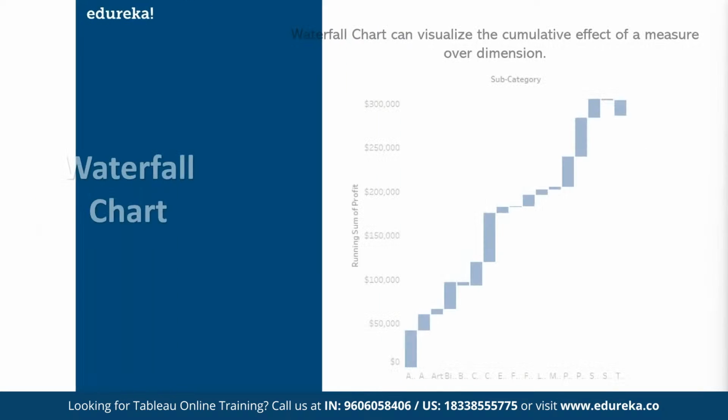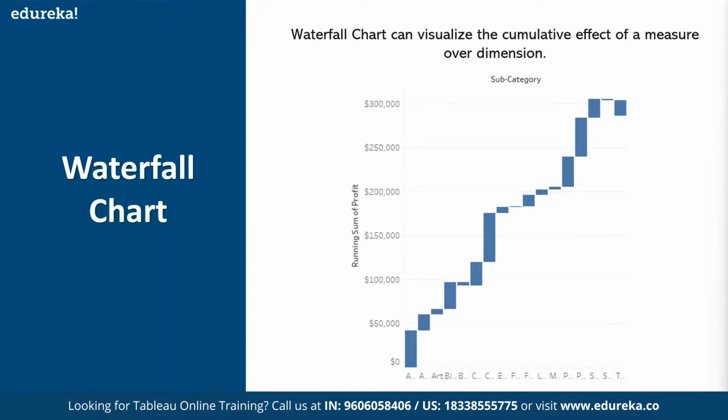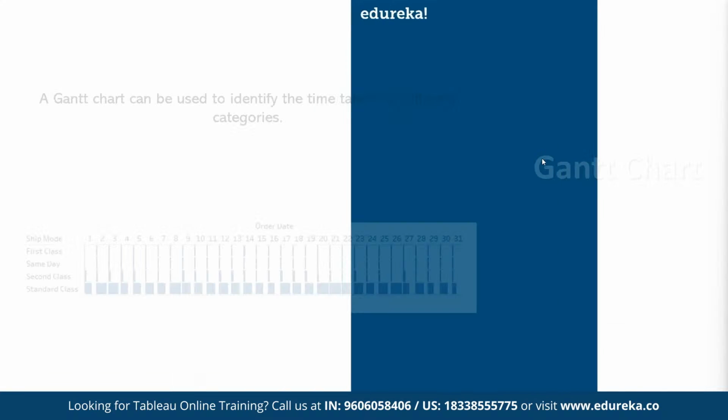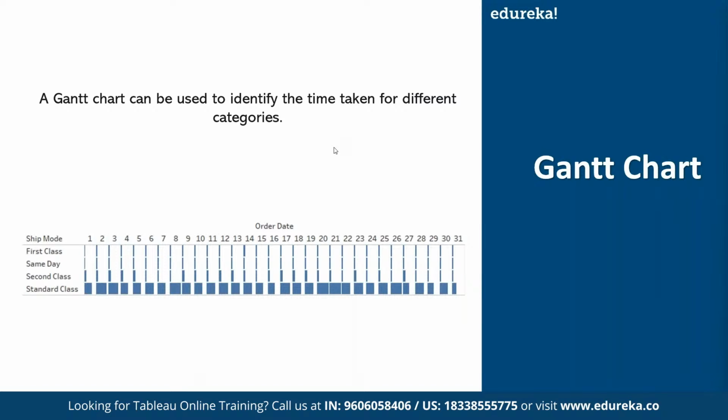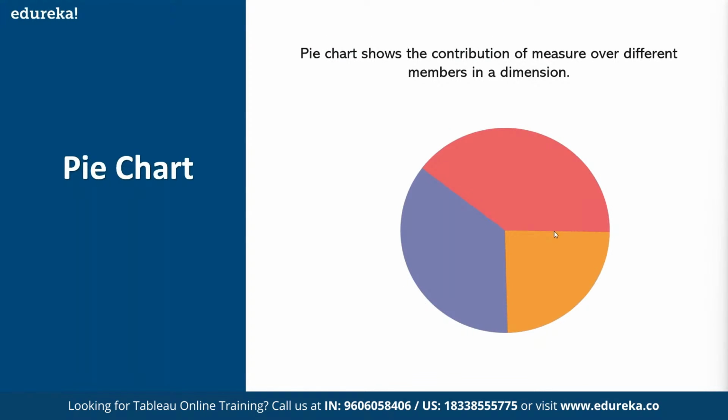The next kind of plot that we have is called a waterfall chart. This waterfall chart can be used to visualize the cumulative effect of a measure over a dimension. Another plot is called a Gantt chart, and we use it to identify the time taken for different categories. And the most common one, which you are all aware of, is the pie chart. We use it to visualize various categorical data.